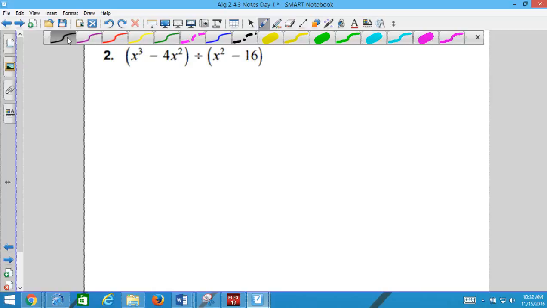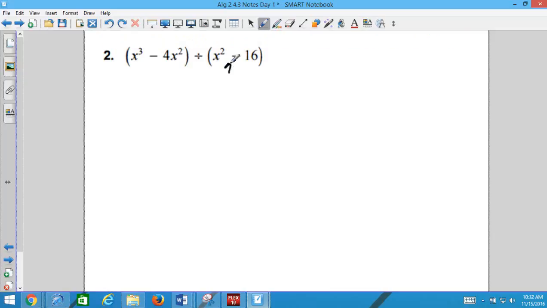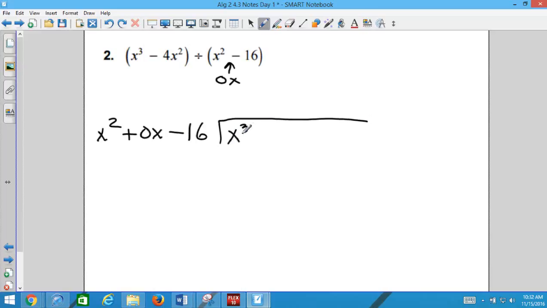When I go to put x squared minus 16 out front, that's missing something. What's this missing? The 0x. So I'm going to actually write x squared plus 0x minus 16 out front. And then underneath, it starts with x cubed minus 4x squared, but what's missing? A 0x and the constant term 0. So you have to have that 0 constant term there, otherwise you're not going to get the right answer.